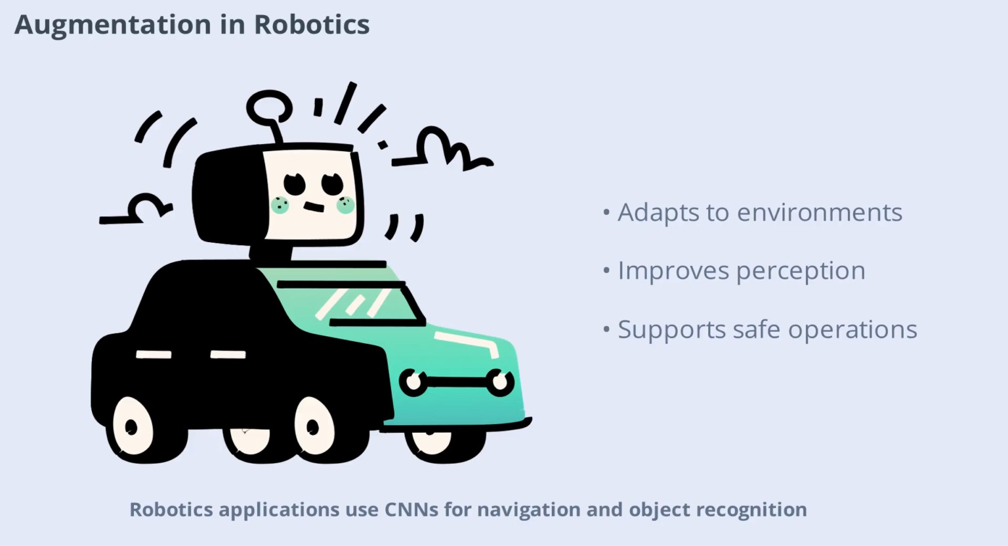Robotics applications use CNNs for navigation and object recognition. Data augmentation helps models adapt to different environments and object appearances, ensuring accurate perception and decision-making. This supports safer and more efficient robotic operations in various settings.